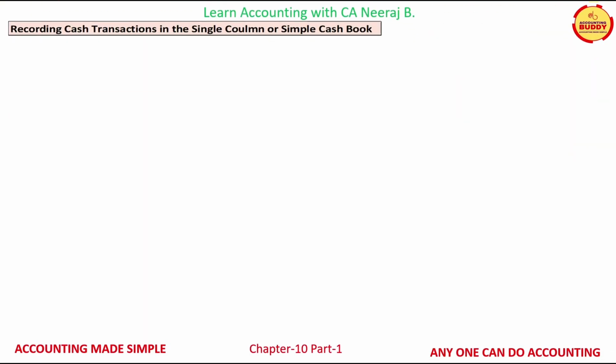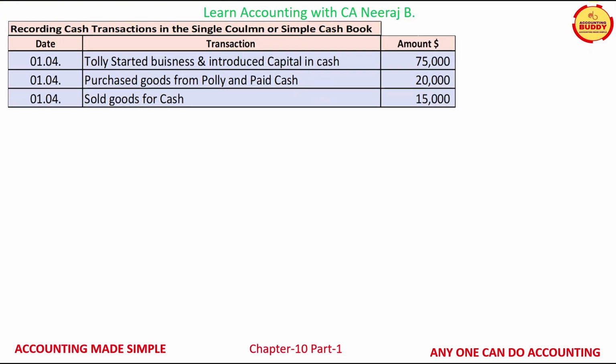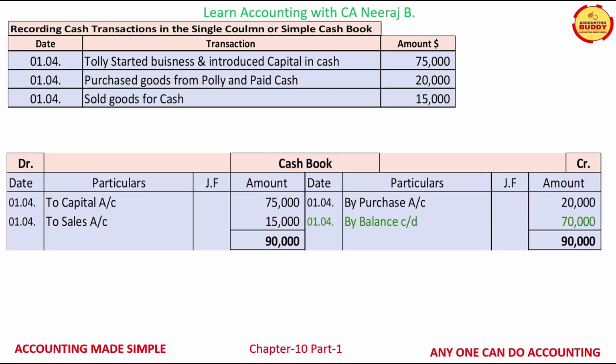Let us understand how cash transactions are recorded in a single column cash book with the help of business transactions displayed on your screen. Post recording of these transactions, the cash book will look like as appearing on your screens. Let us now understand the recording of these cash transactions in the cash book. On 1st April, Tully started business and introduced capital in cash amounting to $75,000. This cash inflow transaction of $75,000 will be recorded on the left hand debit side of the cash book on 1st of April by writing the words "to capital account."